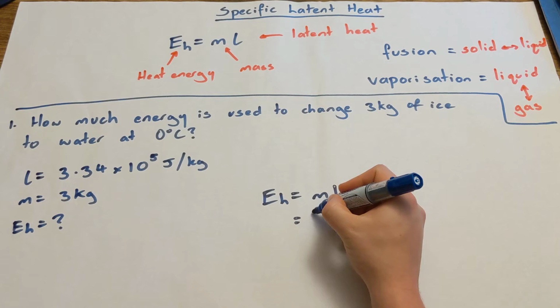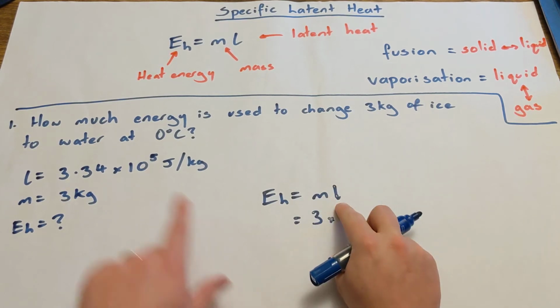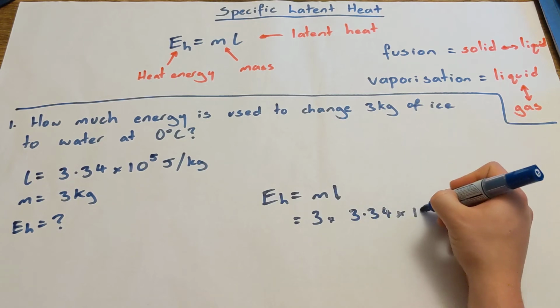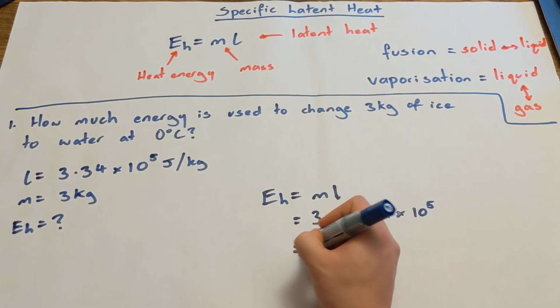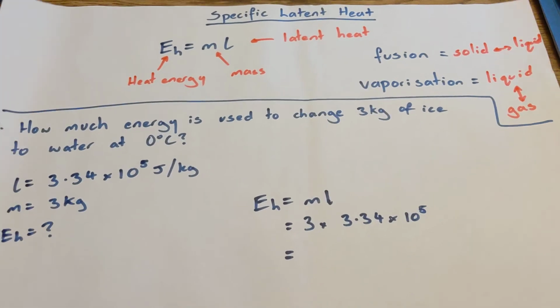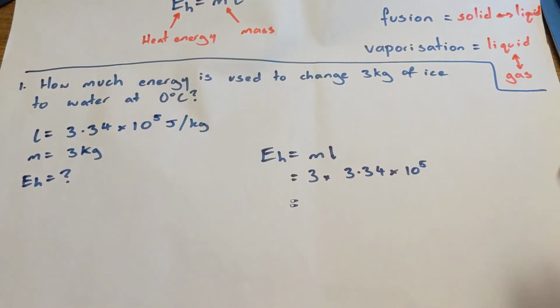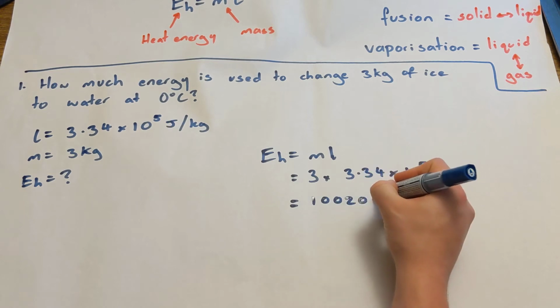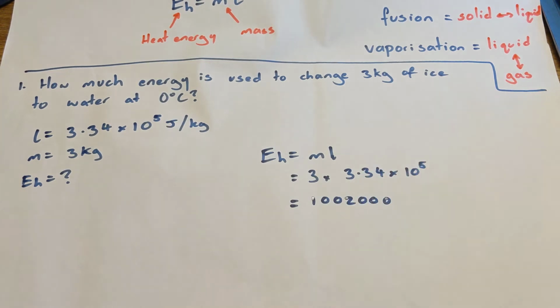We know our mass is 3. And then we know our latent heat is 3.34 times 10 to the 5. Put this on our calculators, making sure we do this right. If you can't remember how to do scientific notation on your calculator, let me know, because it is something we need to be very comfortable with. Okay? When we type that into our calculator, we get 1,002,000, and that's in joules.